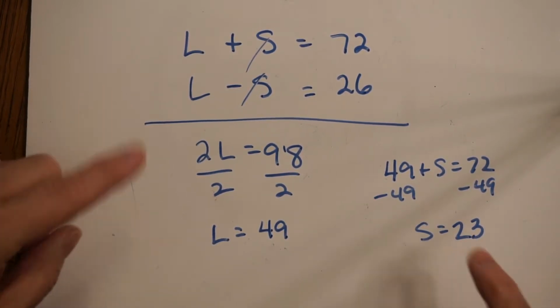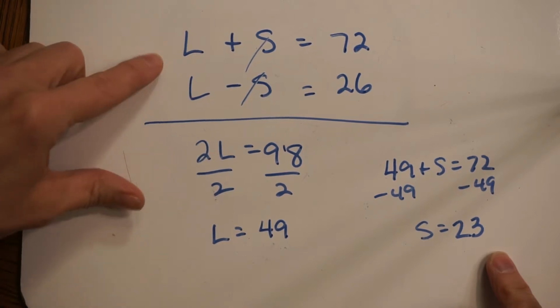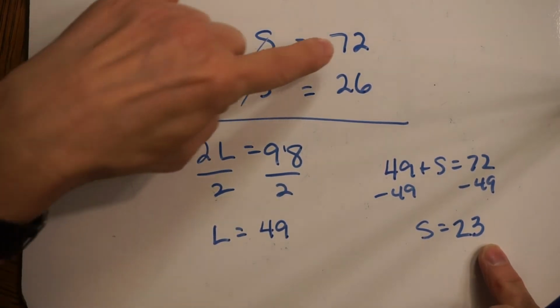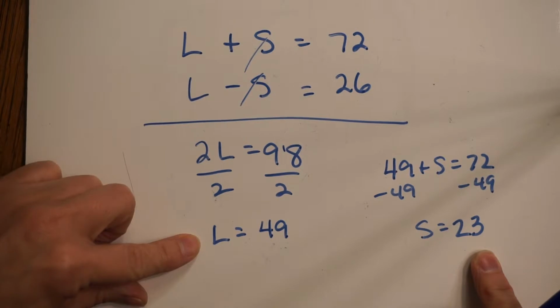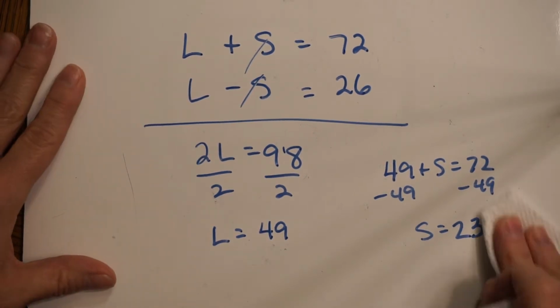And then you can always check your answers and make sure that they make sense. Well, this plus this equals 72. This minus this is equal to 26.